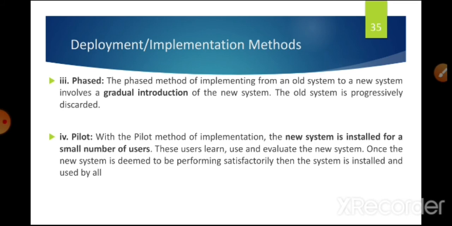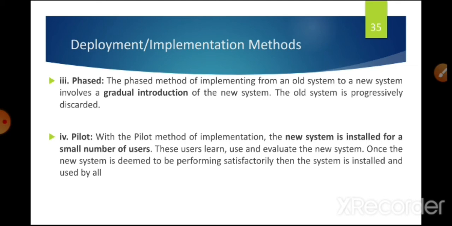The third deployment technique is phased. As its name shows, step by step. The phased method of implementing from an old system to a new system involves a gradual introduction of a new system. The old system is progressively discarded.